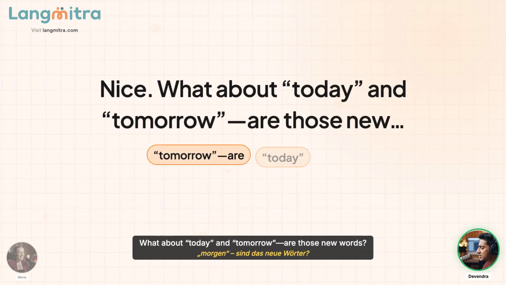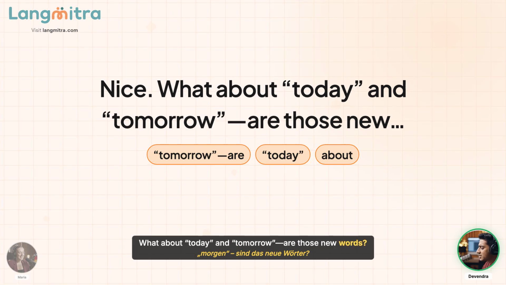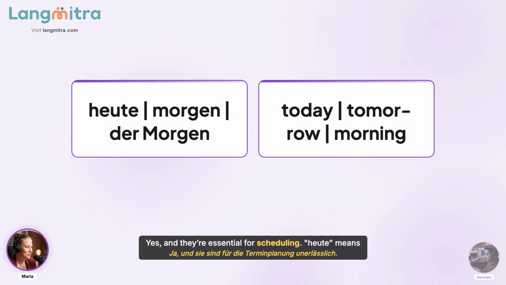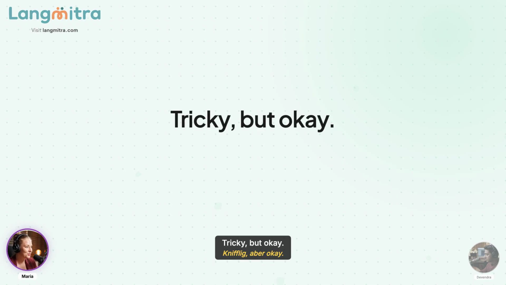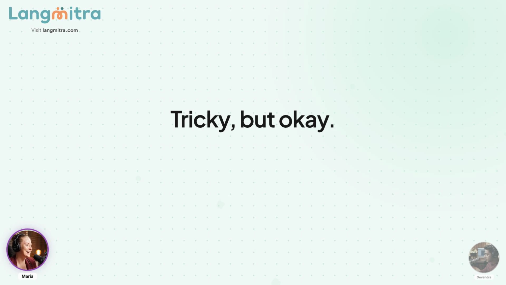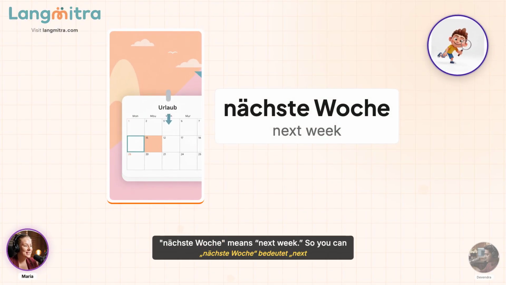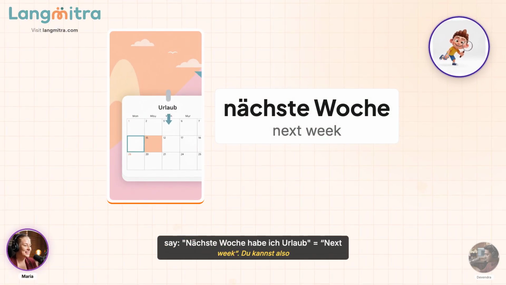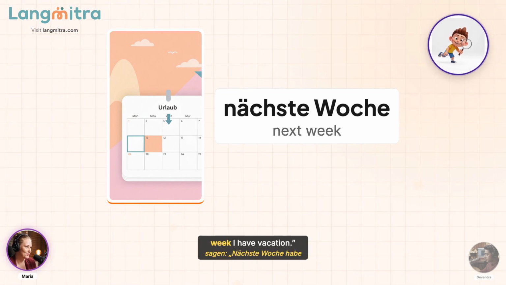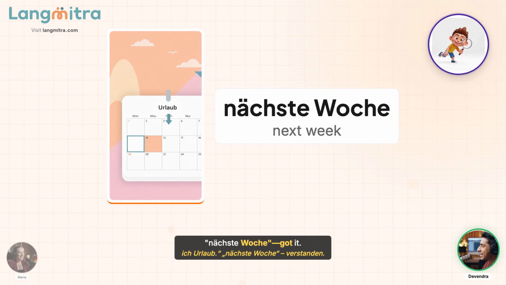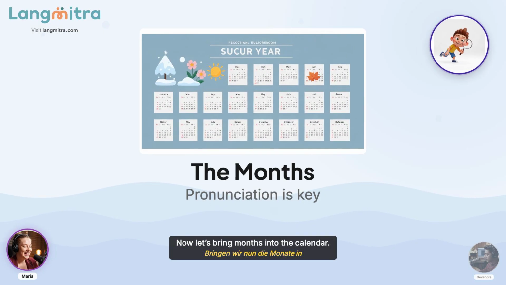Nice. What about today and tomorrow? Are those new words? Yes, and they're essential for scheduling. Heute means today. Morgen means tomorrow. Careful, der Morgen is morning, but morgen with a small m is tomorrow. In speech, you'll usually understand from context. Tricky, but okay. And for planning ahead, nächste Woche means next week. So you can say, nächste Woche habe ich Urlaub, which means next week I have vacation. Nächste Woche. Got it.